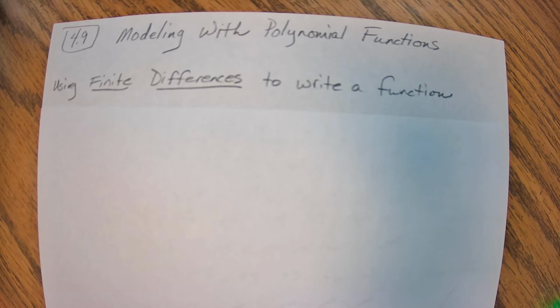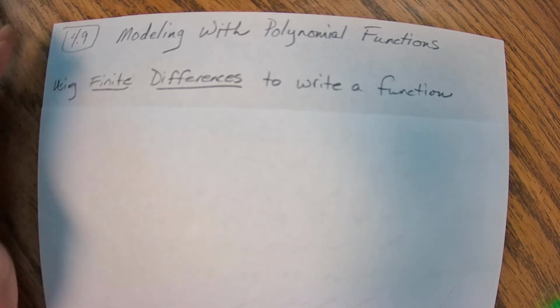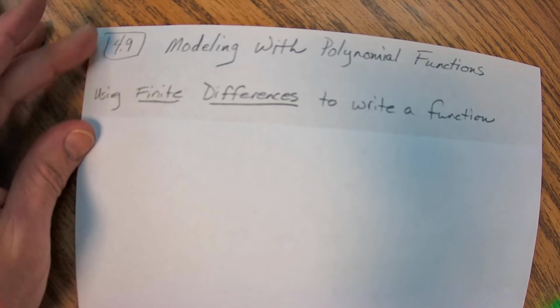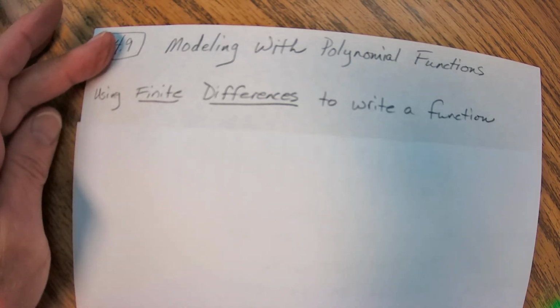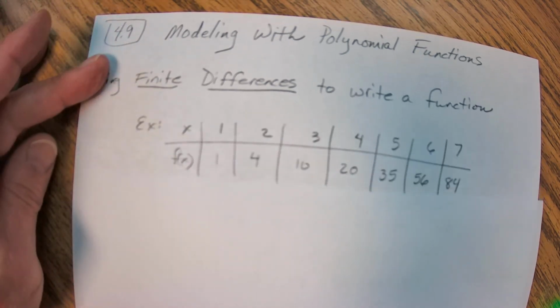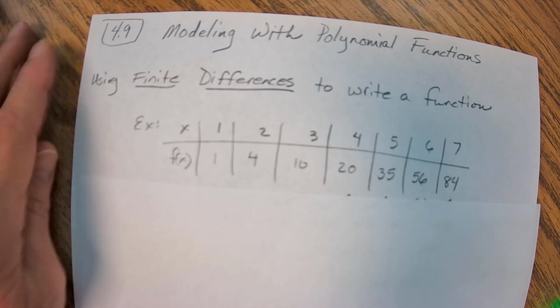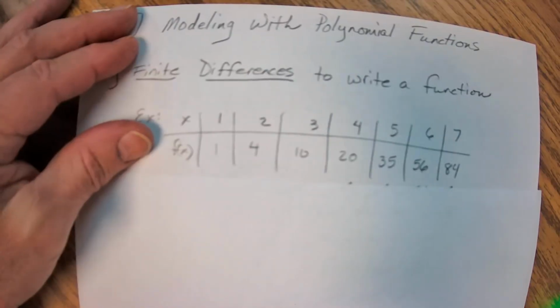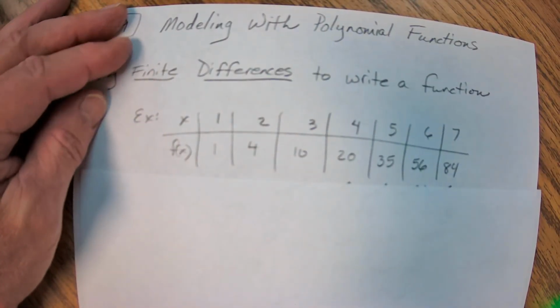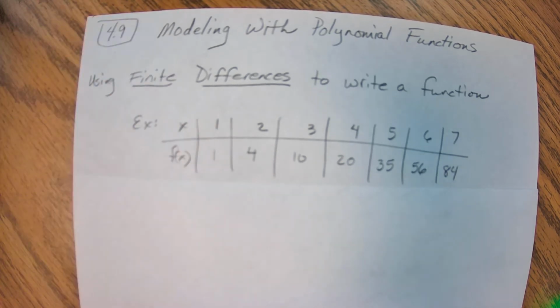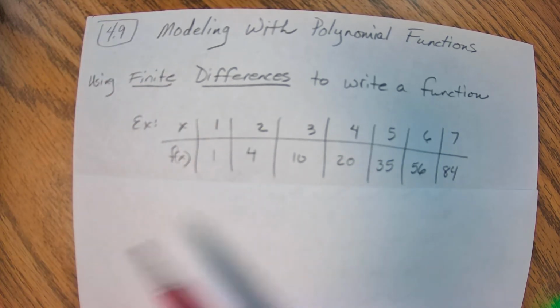I'm not sure that it was referred to with that term, but this may seem a little familiar to you. Anyway, we're going to talk about finite differences to write a function for a data set. So let's say I have this data set. The numbers at the top are x's, and the outputs, of course, are on the bottom, and those are the y's.